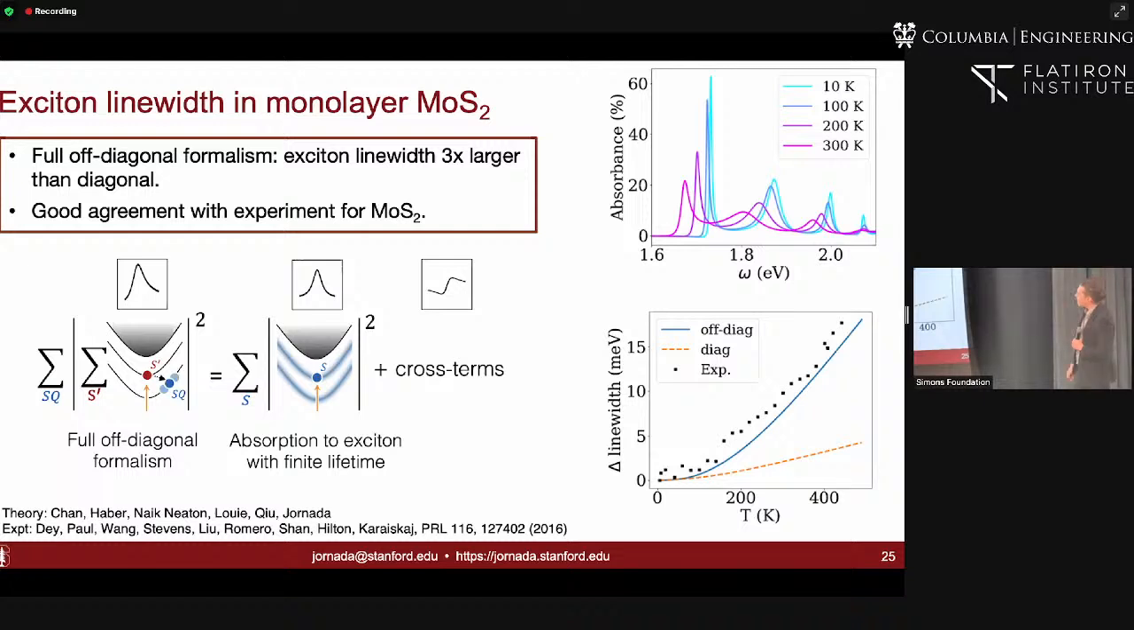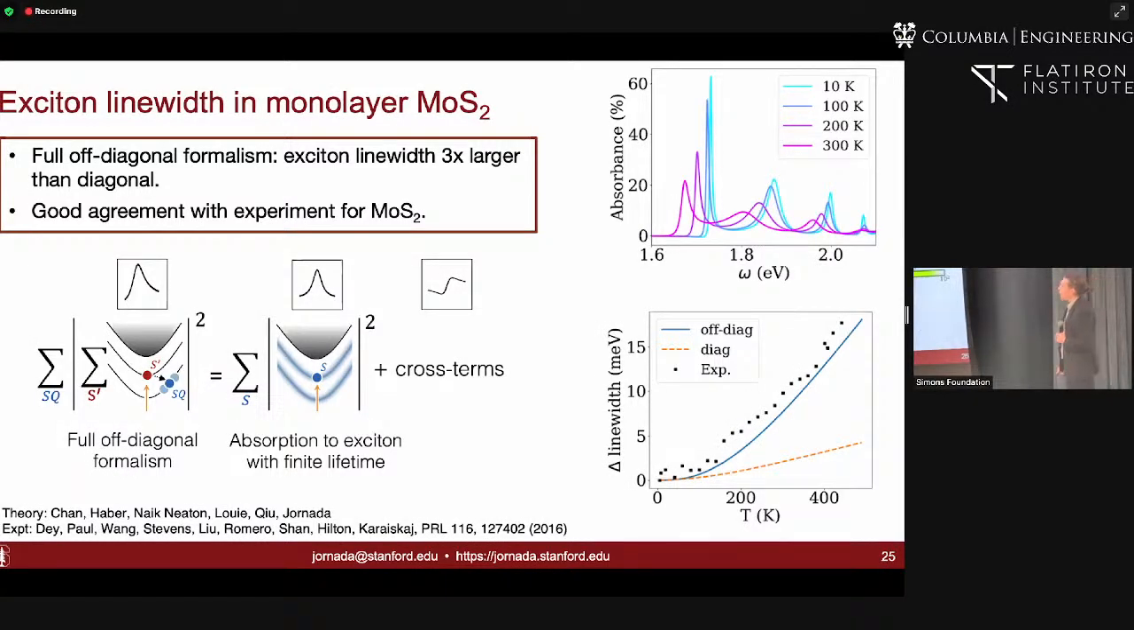Those off-diagonal effects are really important in these systems because this multiband physics is exacerbated by the fact that you have very strong excitonic effects, and you can have intermediate states from a higher Rydberg state, 2s and so on, that give rise to this intermediate state contribution.